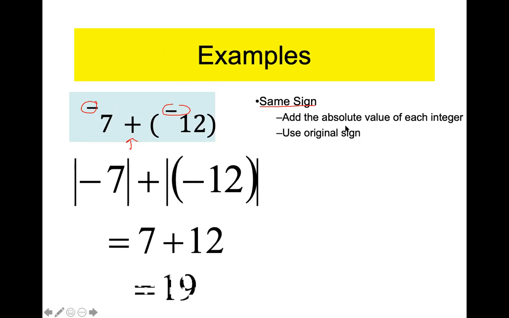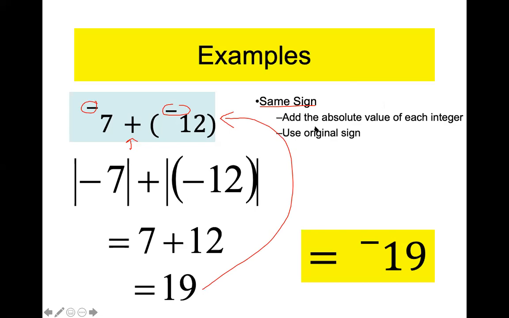19. And now we go back, last step, we go back to the original problem in blue. Were we adding positives or were we adding negatives? In the blue, we're adding negatives. That's why the answer is -19. If in the blue they were both positive, then the answer would be +19. That is the rule for same signs. Questions?